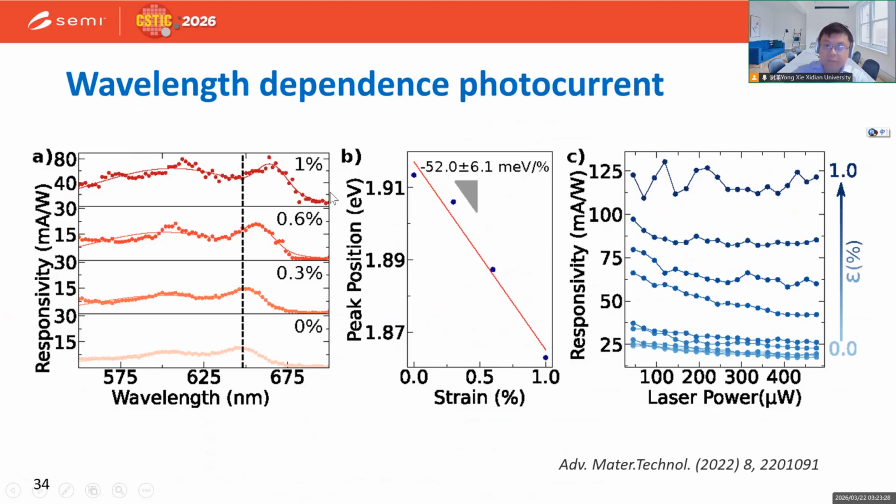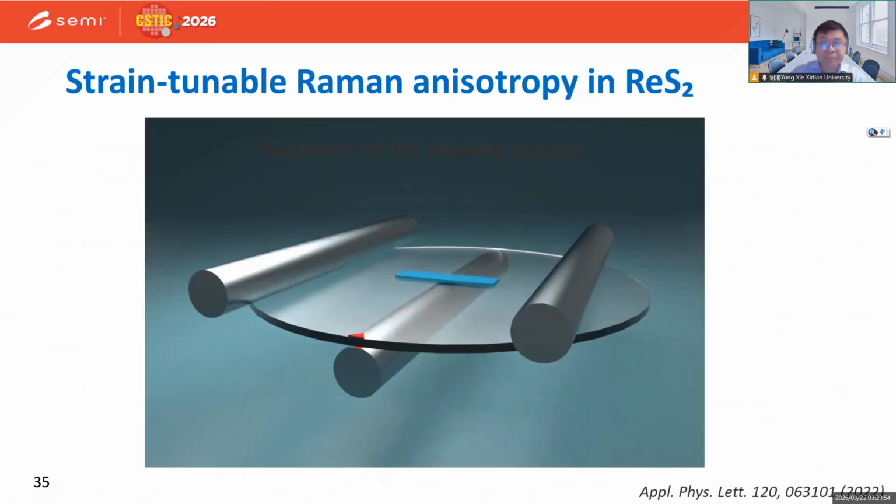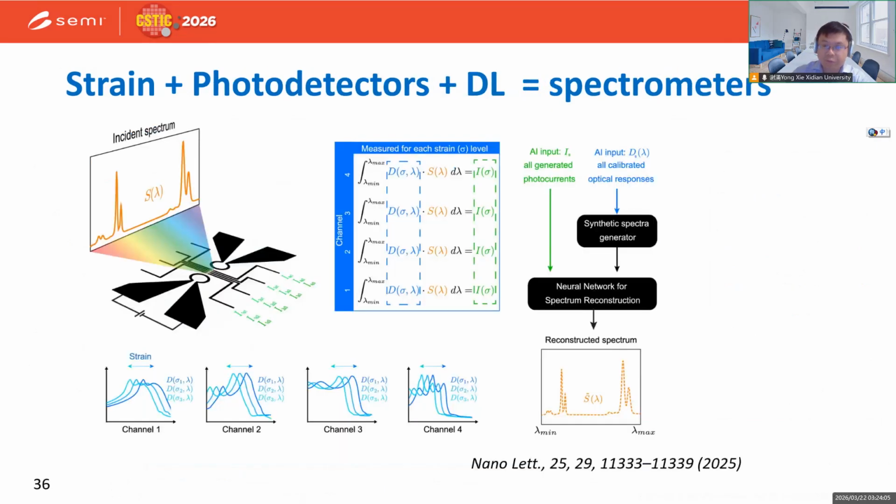You can see here it's very interesting that with 1% of strain, the photo response increased 5 times. That's a huge enhancement because of the increase of mobility of the device with tensile strain, and also because the Schottky barrier is lowered by the tensile strain. So we can work not only on isotropic material like MoS2, but also on anisotropic material like ReS2.